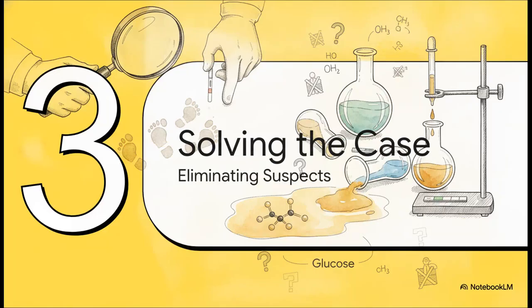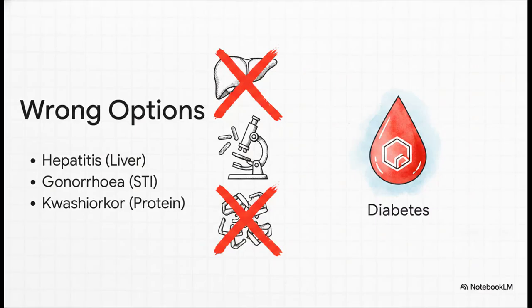Section 3. Solving the case. Eliminating the wrong suspects. We've got our prime suspect, but just to be totally thorough, let's actively eliminate the other options from our lineup. Option A, hepatitis? Well, that primarily causes inflammation of the liver. You definitely don't identify it by looking for glucose in urine, so that's out. Option C, gonorrhea? That's a bacterial sexually transmitted infection. Benedict's solution isn't going to help you find that. Strike it. Option D, kwashiorkor? That's caused by severe protein deficiency, completely unrelated to sugar regulation. We can toss that one too. By process of elimination, diabetes is literally the only scientifically sound match for high glucose in the urine.